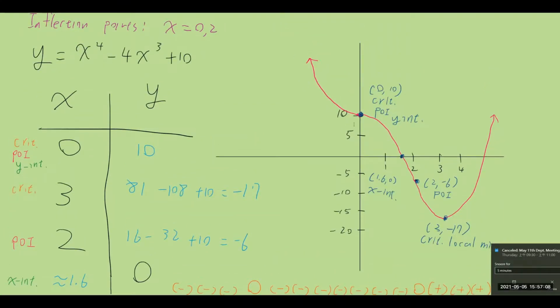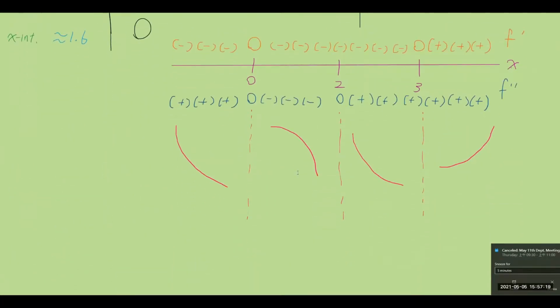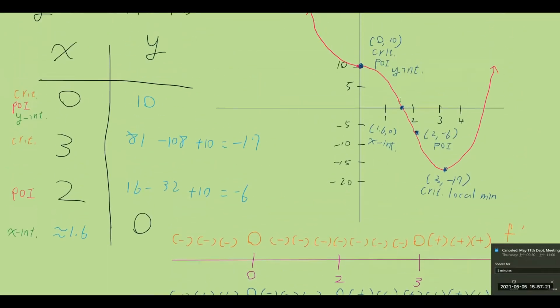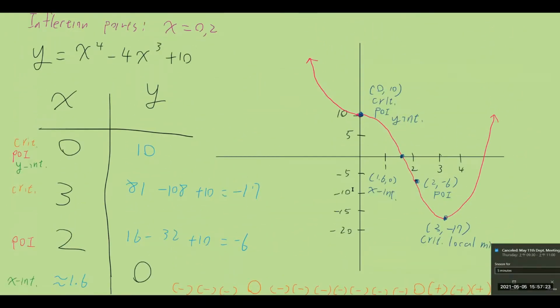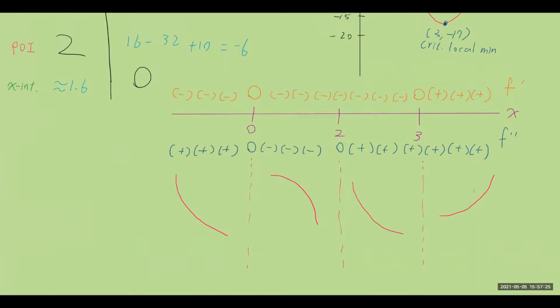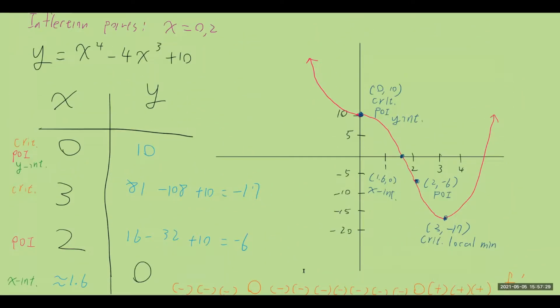We graph a really rough sketch from all the information that we get from the first derivative and the second derivative. Right? Being able to get the behavior of the graphs and then find points and connect these points using the graphs we got from f prime and f double prime. Okay.